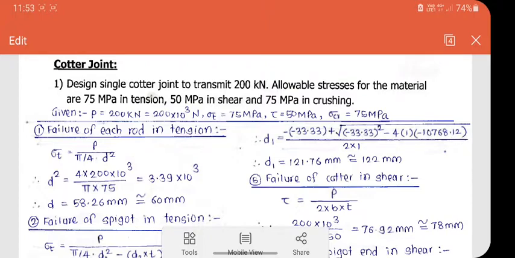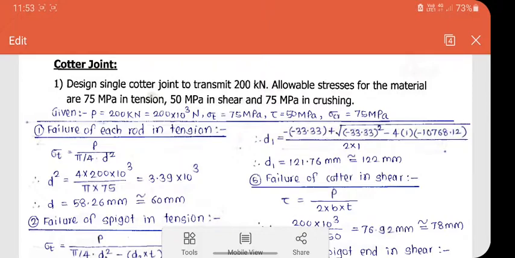So in this problem you have given the load, that is P 200 kilonewton. So convert it into Newton. So 200 multiplied by 10 raised to 3 Newton. And all the stresses are given in megapascal. So as we know, 1 megapascal is equal to 1 Newton per mm square. So for the stresses we do not need any conversion. So sigma T, that is tensile stress, is 75 megapascal, shear stress tau is equal to 50 megapascal, and crushing stress sigma CR is equal to 75 megapascal.